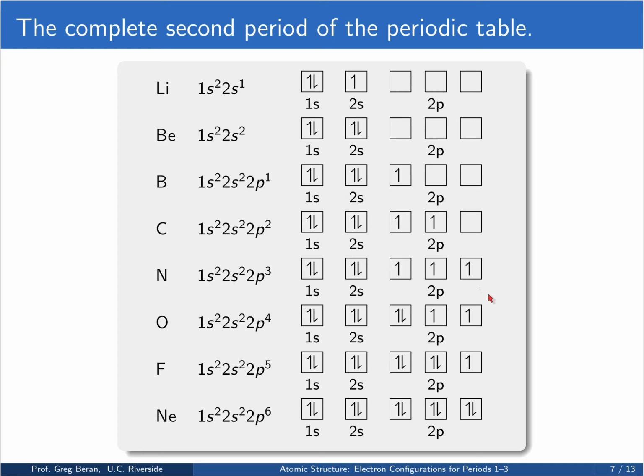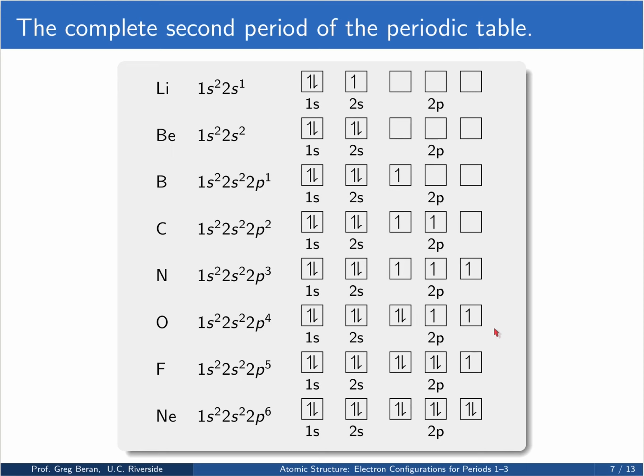For oxygen, it's similar, but we have 4 electrons for the 2p shell. We'll start off filling the first 3 according to Hund's rules, 1 in the first orbital, 1 in the second orbital, 1 in the third orbital, but now we have a 4th electron and there's no other orbital we can put it in to give it the same spin.